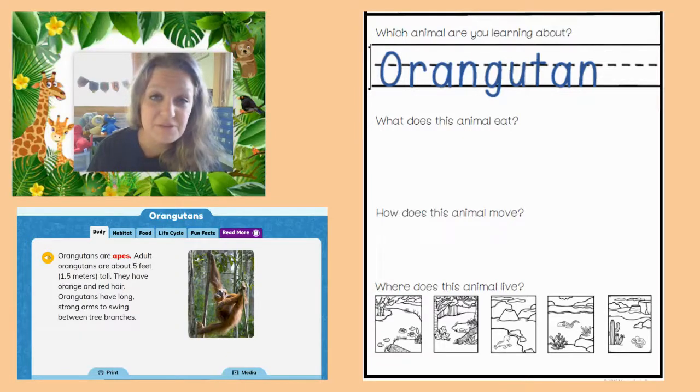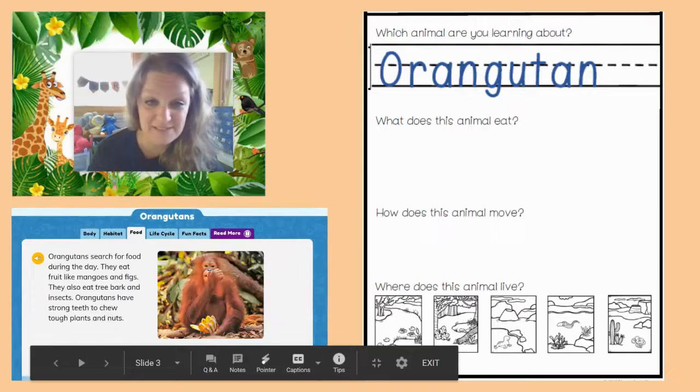Here's where we get to use our information from Pebble Go, kindergartners. So if I look at the top here, each one of these are called tabs. This says the body. This next tab says habitat. That means where an animal lives. This tab says food, life cycles, fun facts, and read more. So if I wanted to know what does this animal eat, which tab am I going to click on? Yeah, I'm going to find the food tab, and I'm going to go ahead and click on it.